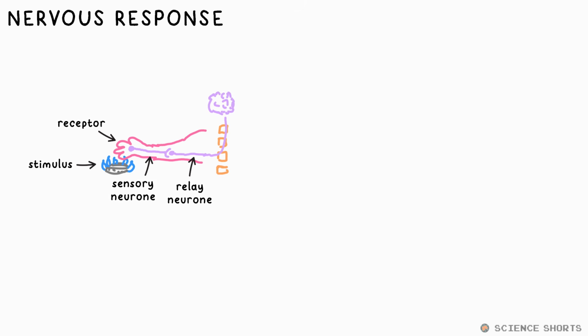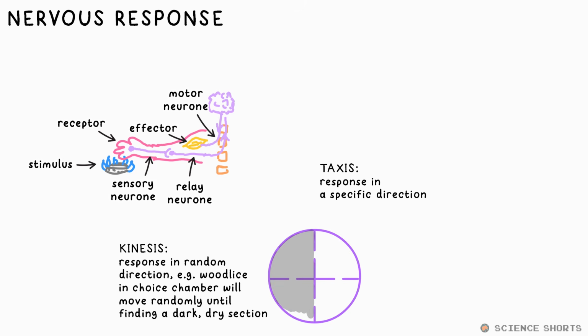As the direction of the response is intentional, this is called a taxis. If the movement response is in a random direction, this is called kinesis, like bugs trying to move out of an area with unfavorable conditions, like a wet patch, as they don't know which way dry land is.